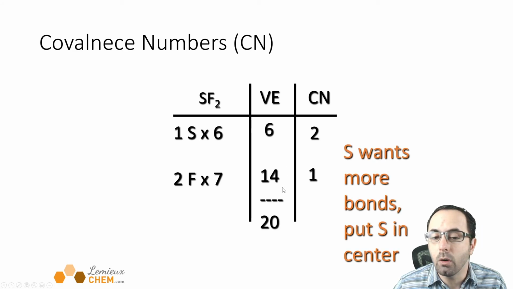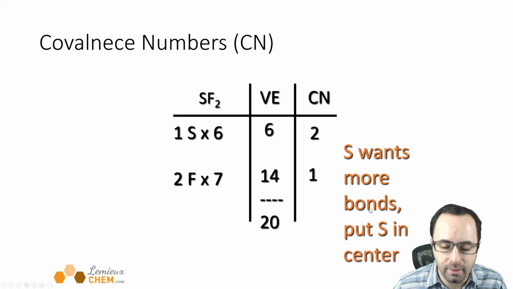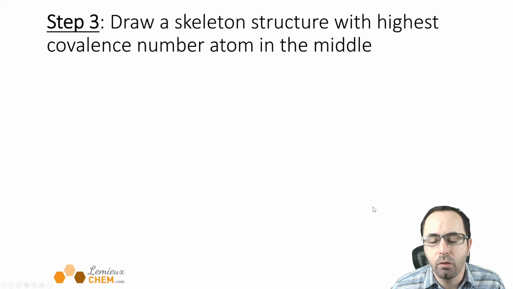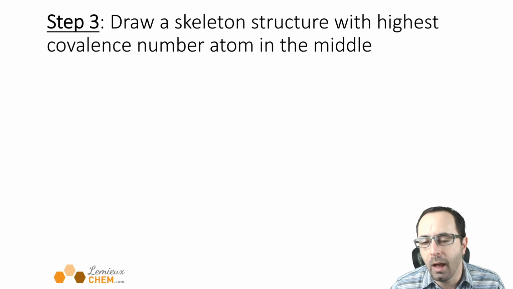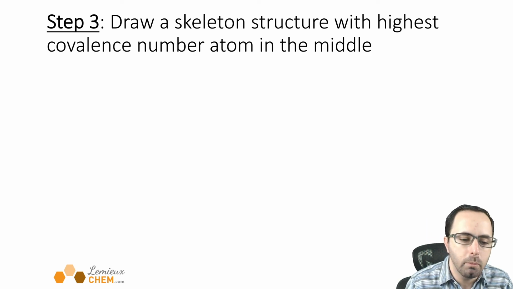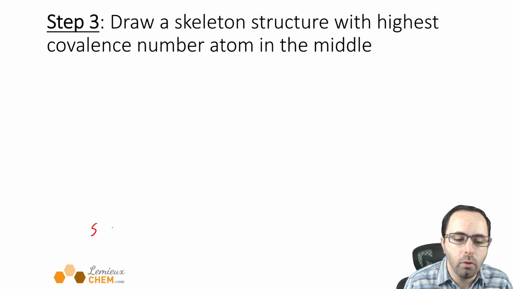Since sulfur wants the most bonds, it wants 2 bonds, when we draw our skeleton, we're going to be putting sulfur in the center. So that's step 3. Draw a skeleton structure with the highest covalence number atom being in the middle. And so when we draw this skeleton structure, we're going to put sulfur in the middle, and we'll put the fluorine atoms around it. So the way we're going to draw a bond is with a line like this.